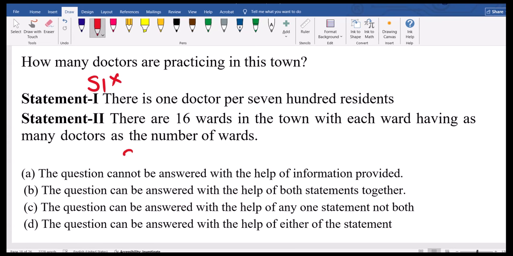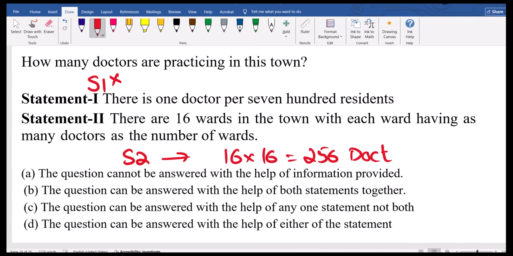Statement 2 alone. They said there are 16 wards in the town. Each ward is having 16 doctors, because that is indirectly given: having as many doctors as wards means each ward is having 16. So 16 wards, each ward having 16 doctors. So we can say 256 doctors.